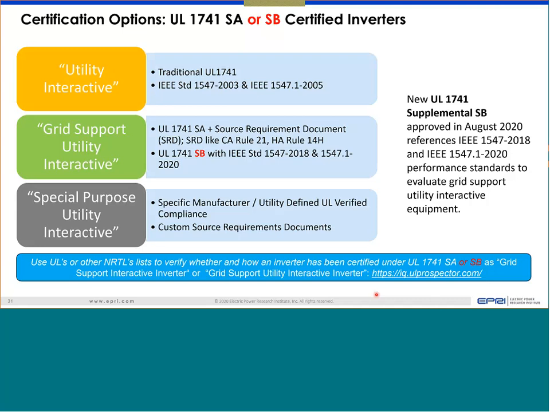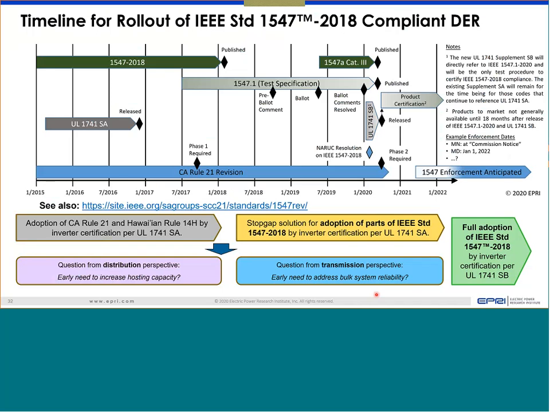So these are the three mechanisms that UL has to certify products. Utility interactive is the old, traditional one. Grid support utility interactive can cover California Rule 21, can cover 14H. SB will cover IEEE 1547 2018. And then anything that you want that is not covered in those standards will go into the special purpose category. Any question? Okay. If not, this is just an eye chart.